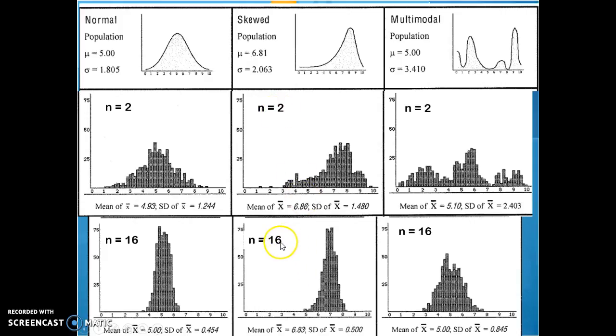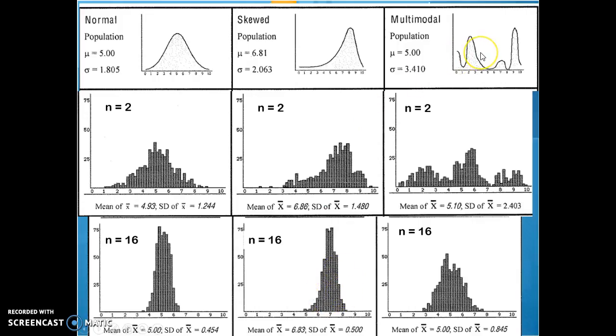Well, what happens when you go to n equals 16? The skew is less severe. It's still centered around our population parameter of 6.81. And it looks fairly normal, and our variability is decreased.